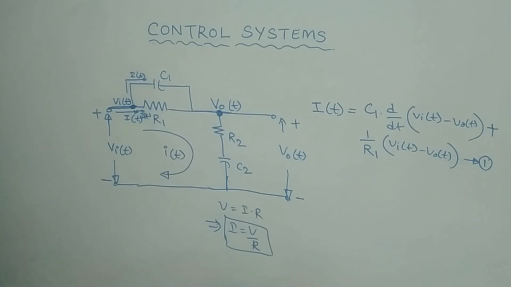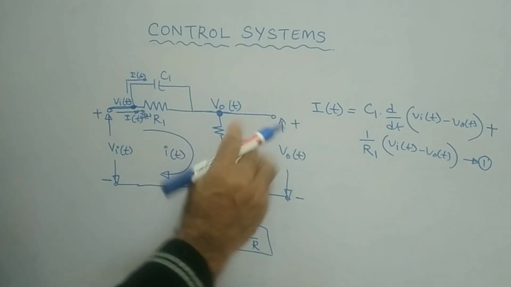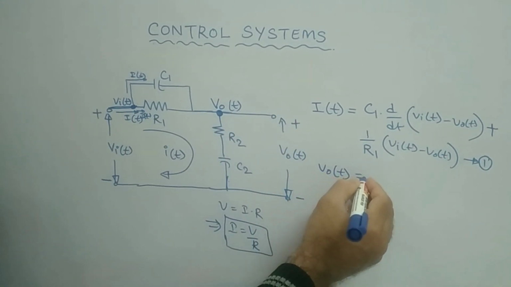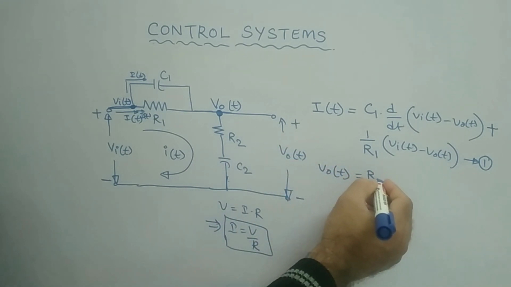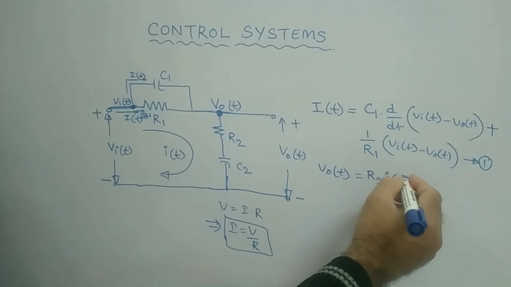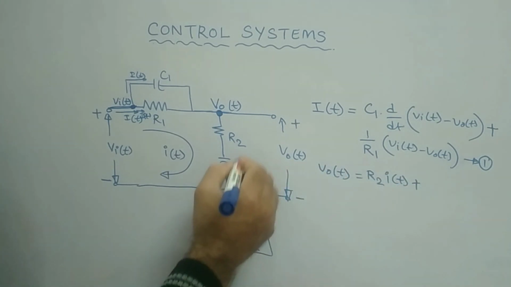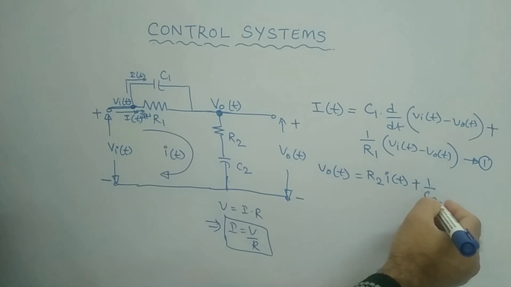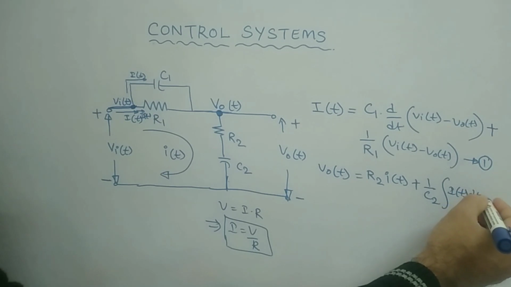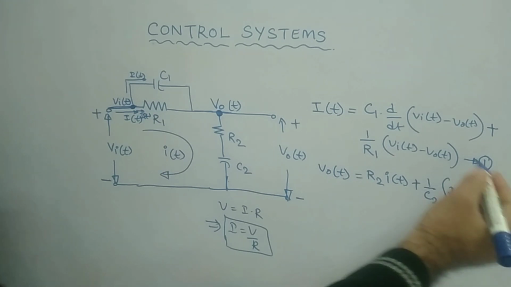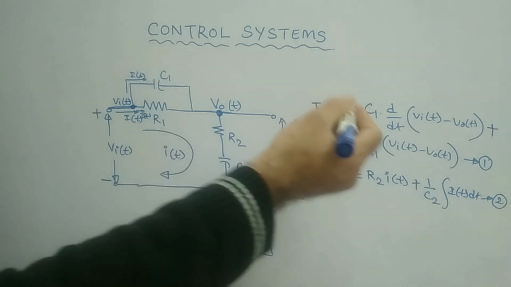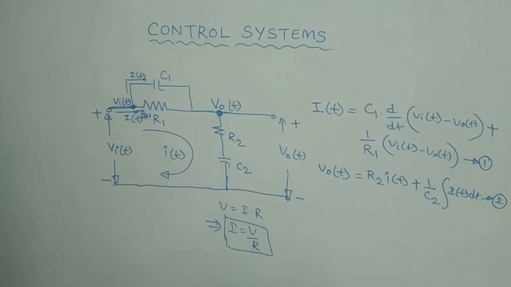And similarly, if you write the expression for V naught, V naught of t is equal to R2 into I of t, the same current I of t, plus 1 by C2 into integral of I of t dt. This you can call equation number 2. These are the two expressions we can have from this circuit.